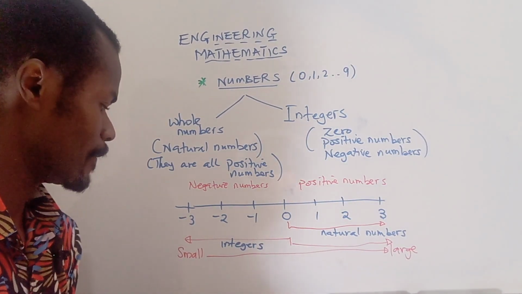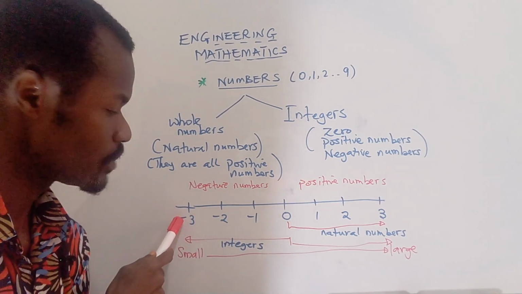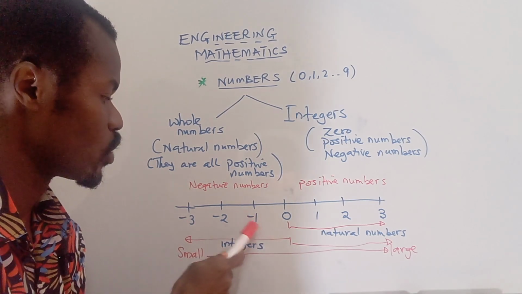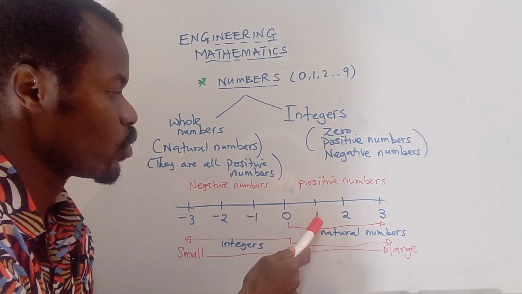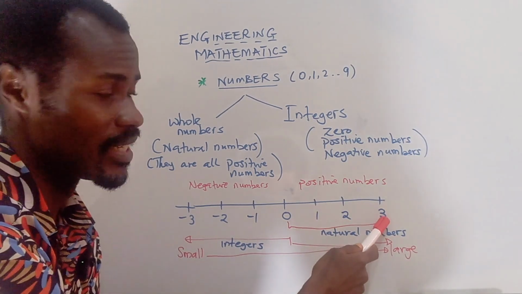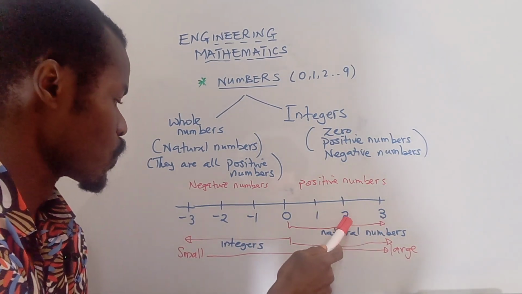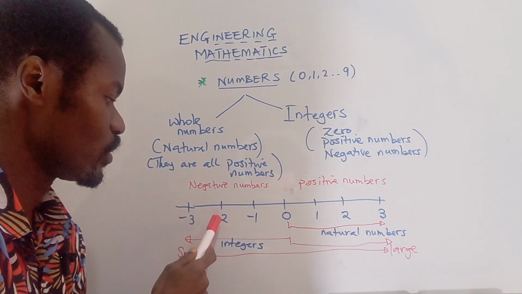What this means is, -2 is greater than -3. -1 is greater than -2. 0 is greater than -1. 1 is greater than 0. 2 is greater than 1. 3 is greater than 2. Or we can say -3 is less than -2.